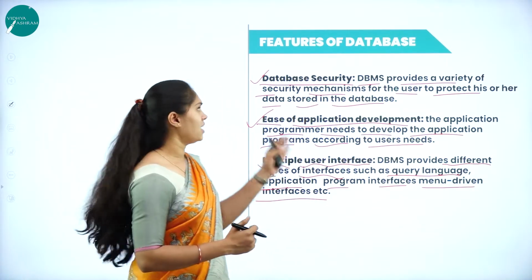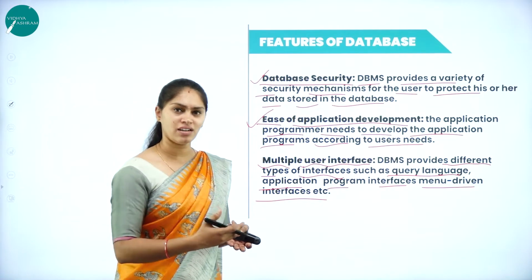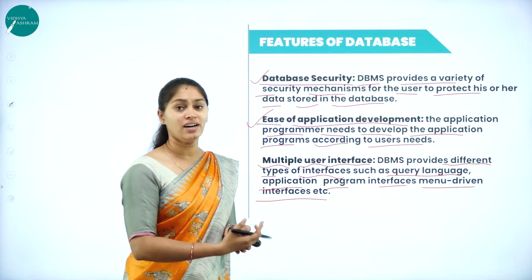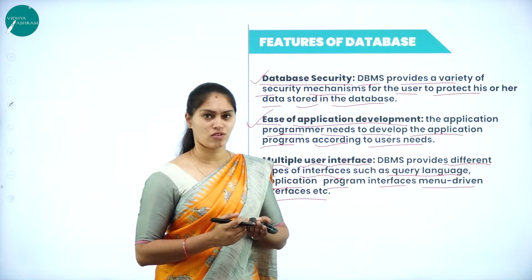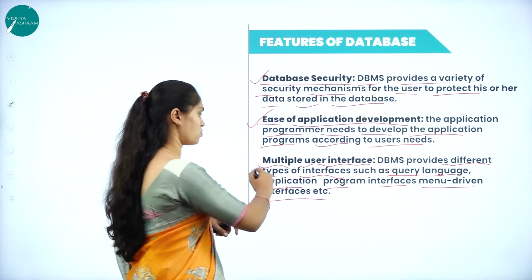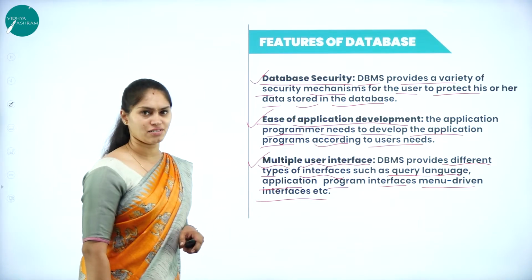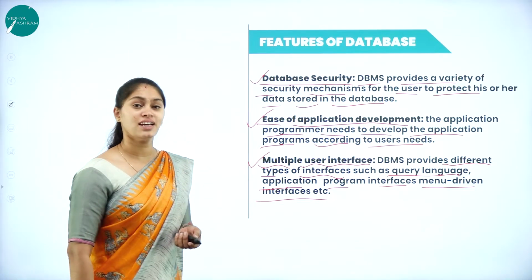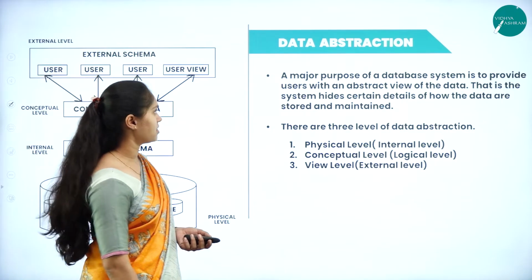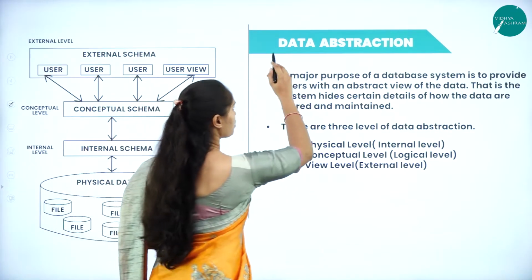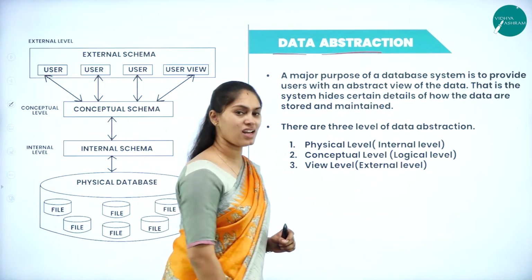In the same way, in the database also I have different users, and I have different interfaces for each role based on the role they are performing. So that's why it will be considered as what? Multiple user interface. So these are the features that you have to consider when you are writing the features of a database. Now we'll see the next topic, that is related to data abstraction.